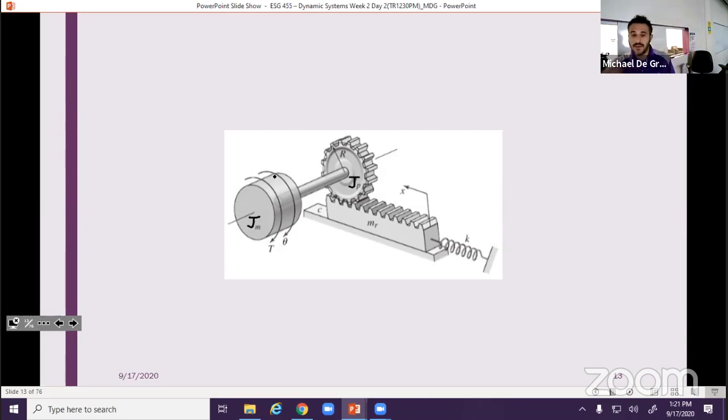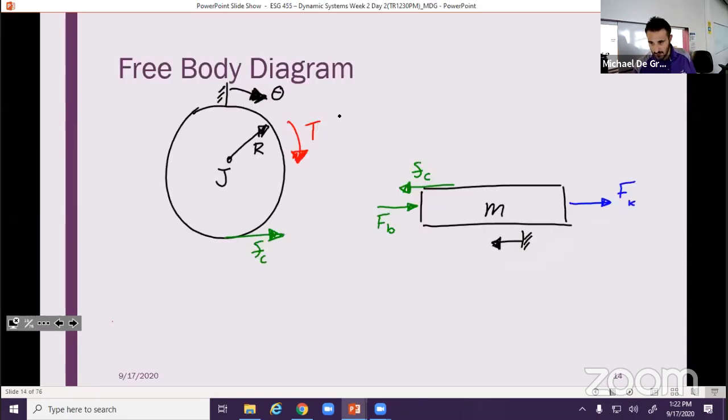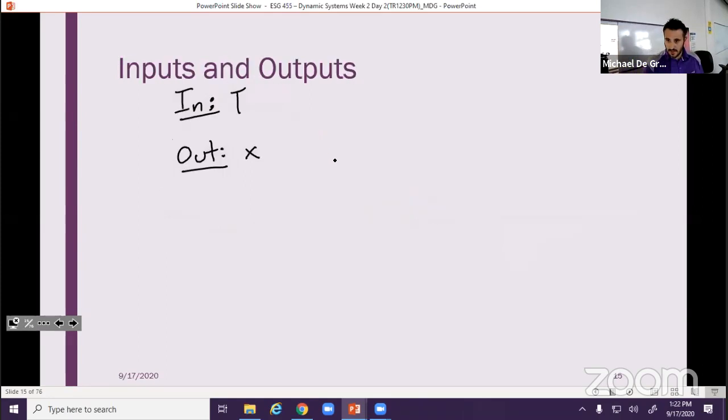Now, this doesn't really matter for the sense of making the model per se. More so, if we were going to analyze it later, we would need to know what J sub M and J sub P are. Cool. So we've got that. Throw my X there.